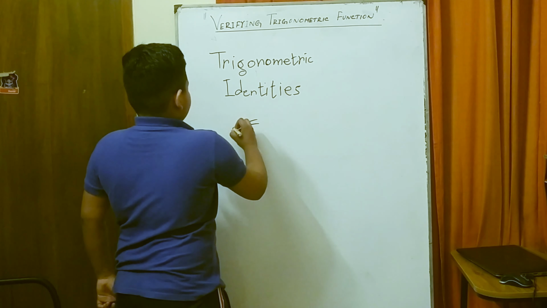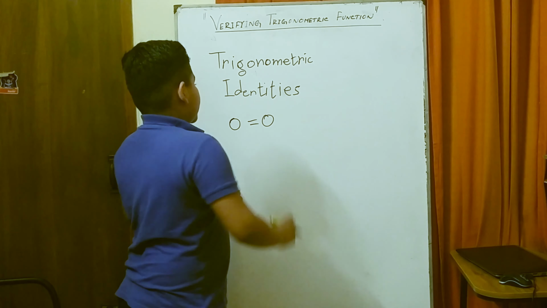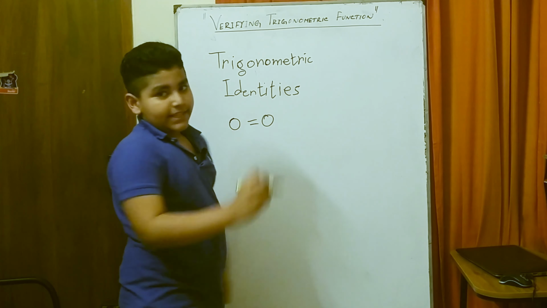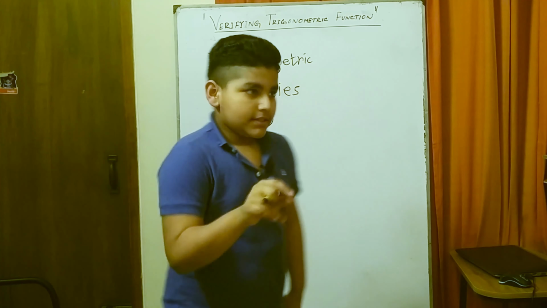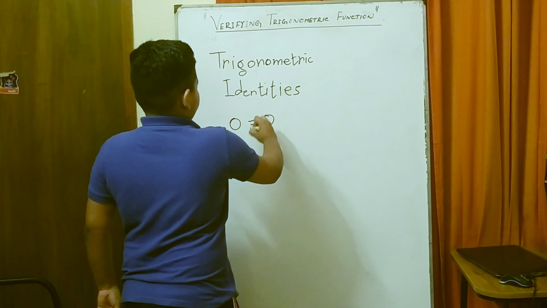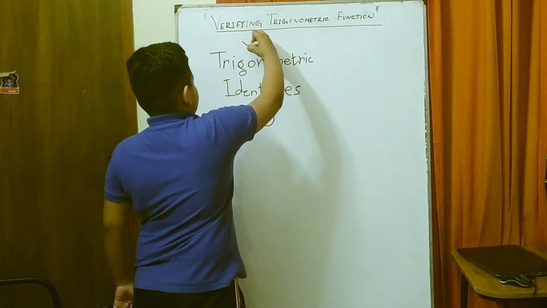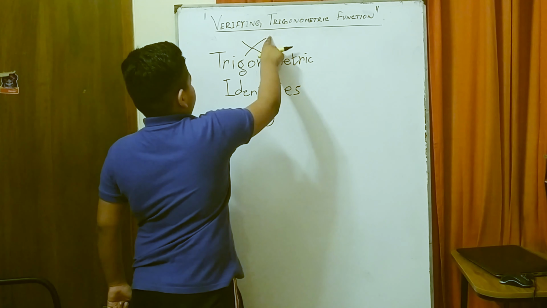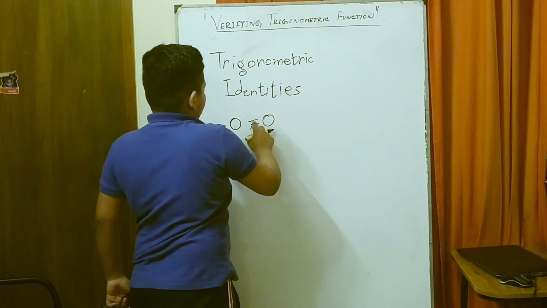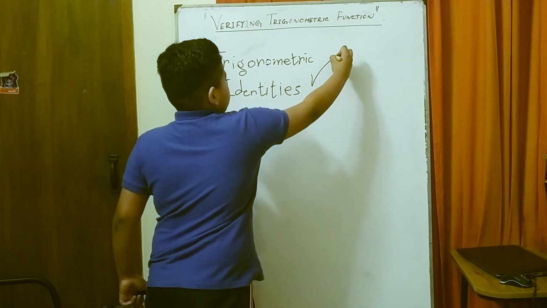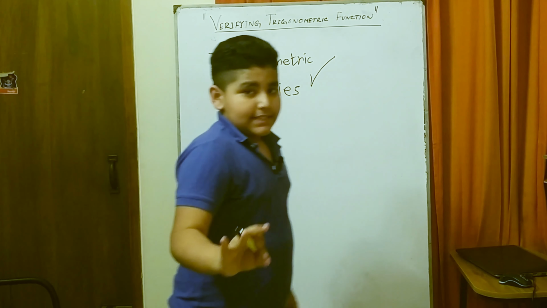Whenever there's an identity, they'll always have one side and the other side, and we need to simplify both sides strategically to prove that these are equal. If they're not equal, the trigonometric identity would not be verified, therefore not be an identity. Whereas if they are equal, then it will be verified as a trigonometric identity.